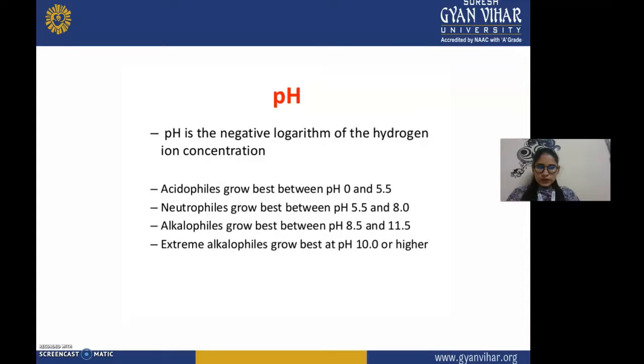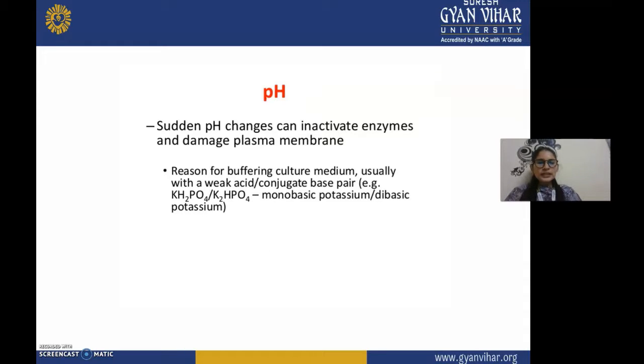hydrogen ion concentration. So acidophiles grow best between pH 0 and 5.5 and neutrophiles grow best between pH 5.5 to 8.0. Alkaliphiles grow best between pH 8.5 and 11.5. Now extreme alkaliphiles grow best at pH 10 or higher. Now sudden pH changes can inactivate the enzyme and damage the plasma membrane.